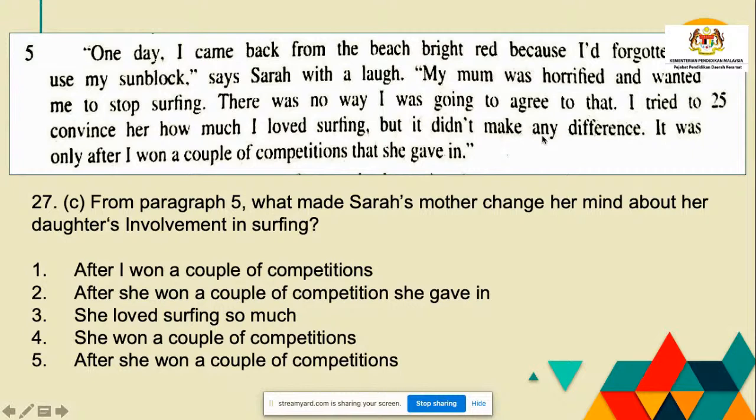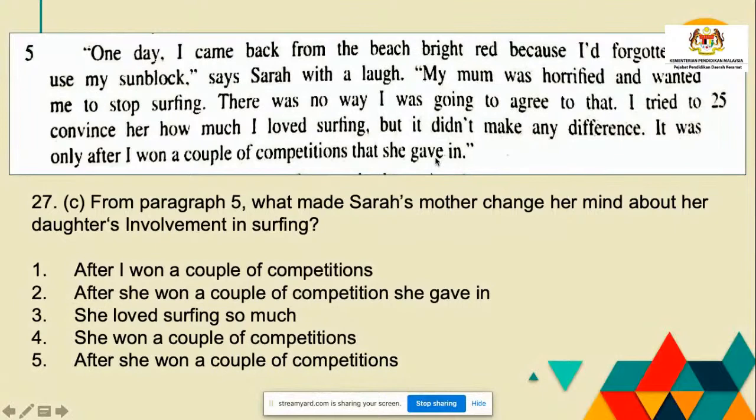Okay. It was only after. So, hanya selepas. So, perkataan hanya ni wajib lah. Penting lah. Hanya selepas saya memenangi beberapa pertandingan, akhirnya dia mengalah. Itulah maksud ayat terakhir ini. It was only after I won a couple of competitions that she gave in. Sebab yang bercakap ni Sarah, so dia bolehlah kata I. Dia kata selepas saya menang beberapa pertandingan, akhirnya dia mengalah. Akhirnya mak dia berubah fikiran.